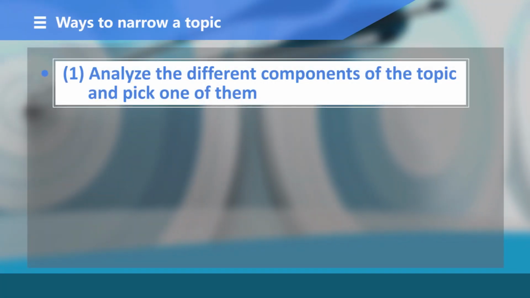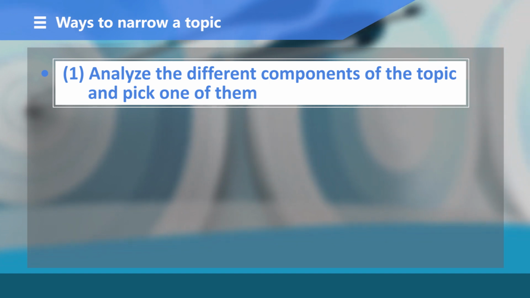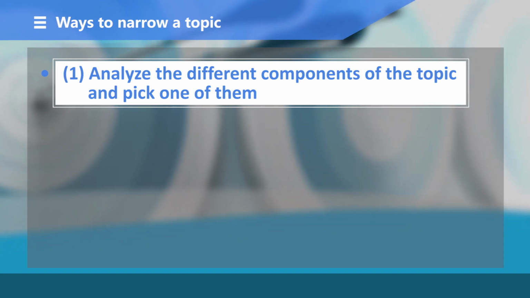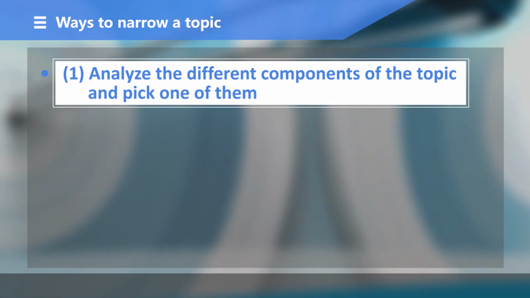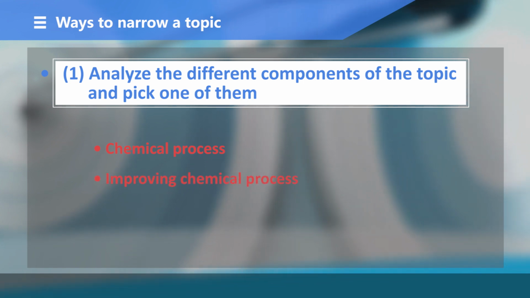To avoid the problem, we can first select a general topic and then narrow it to a smaller and workable one. There are 3 ways to narrow a topic. We may analyze the different components of the topic and pick one of them. 我们可以先分析所选主题包含哪方面的要素，然后呢，从这些要素中选择其一。For example, we have a broad topic, chemical process. We may pick up a component of the topic, improving chemical process.